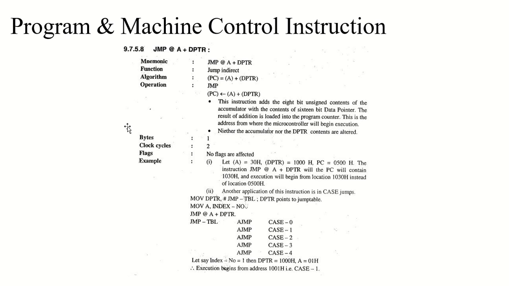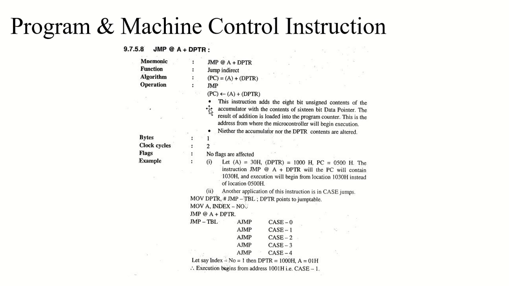Neither the accumulator's nor the DPTR, the data pointer's, content is getting altered. So the content in the accumulator will remain as it is, the content of the data pointer will remain as it is, but the result will be stored in the program counter this time. This is a single byte instruction, but it takes 2 clock cycles. It does not affect any flag.